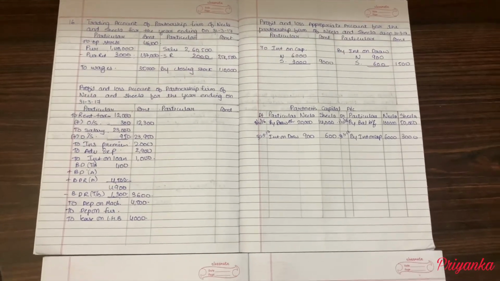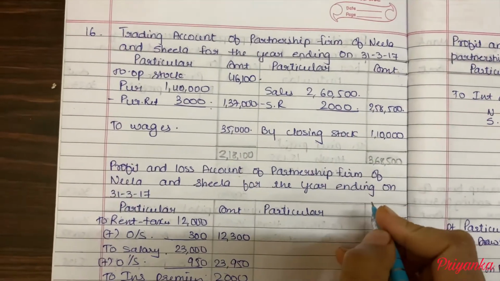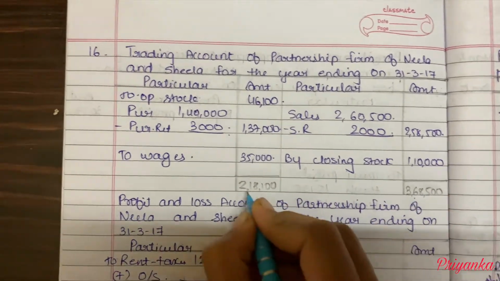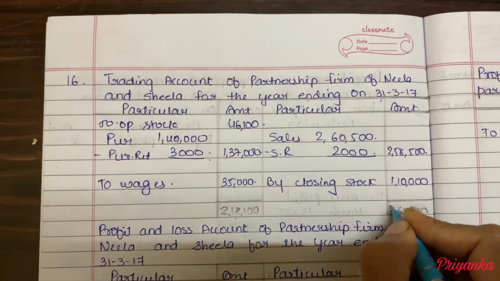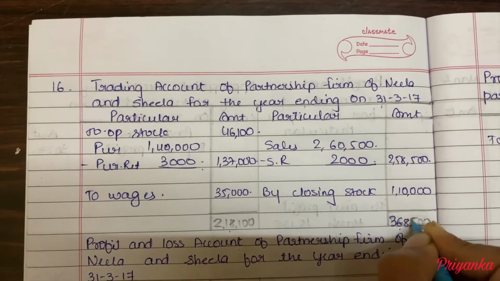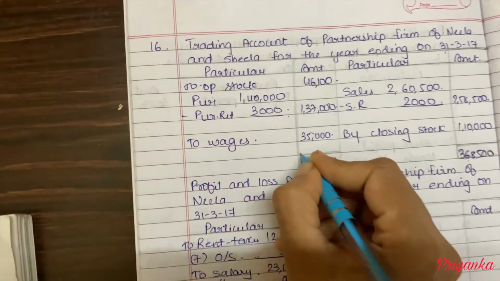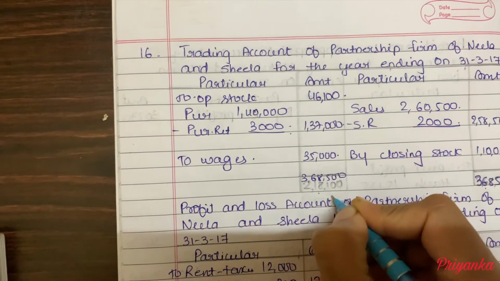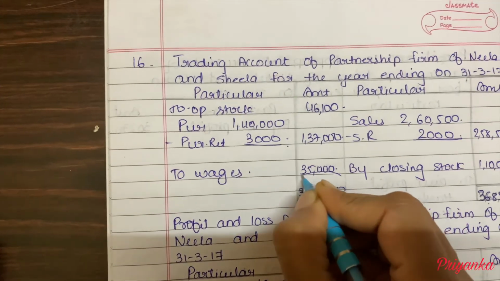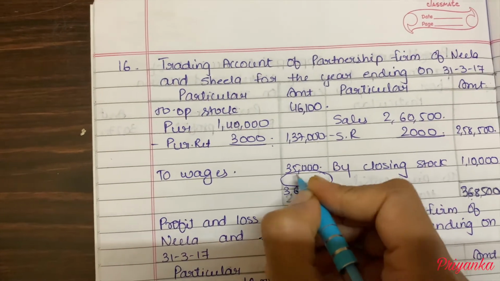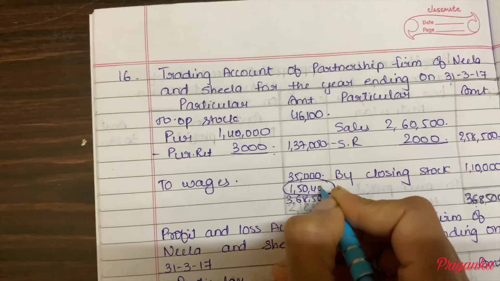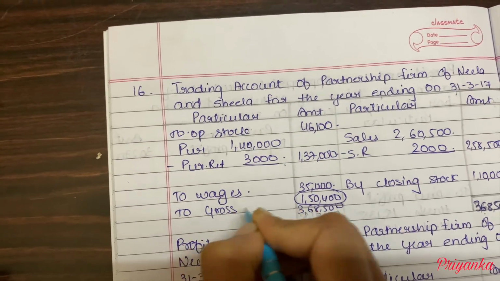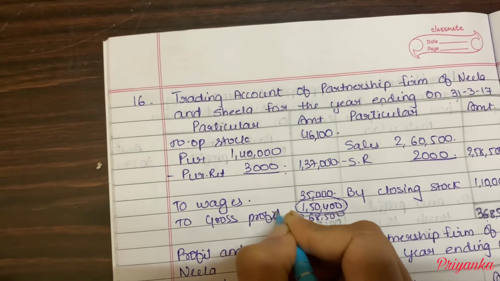Now we'll make a total of trading account. Here I got the total, where we can see the 3,68,500 is more than the 2,18,100. So here I am going to make it fair. 3,68,500. Now minus 2,18,100. You will get the difference of 1,50,400, and you got the difference at the debit side. It means that's your gross profit.